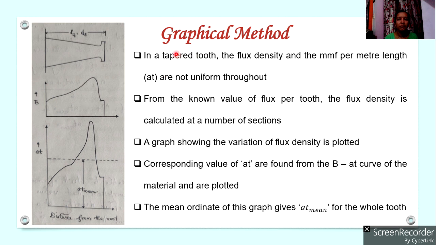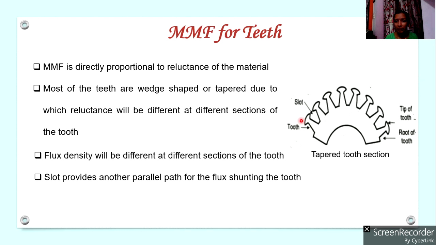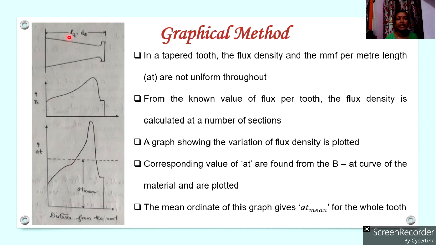The graphical method, as we have said, is used for calculating the mmf of tapered tooth. This is how a tapered tooth looks like. It is shown here. This tooth is having a length LT. Length of the tooth is LT, which will be equal to depth of the slot. We know that tooth and slots are parallel, so the length of the tooth will be similar to the depth of the slot. LT is equal to DS, represents the length of the tooth or depth of the slot. Both are equal.